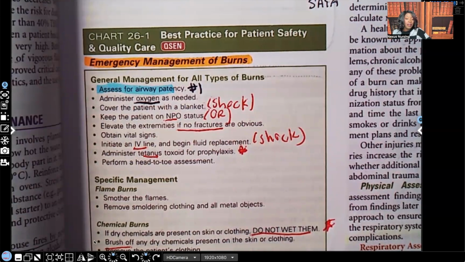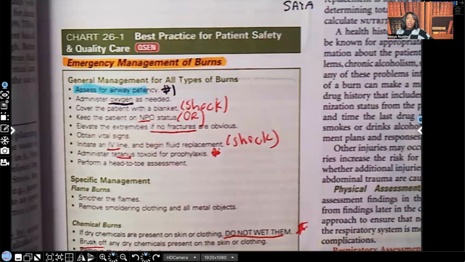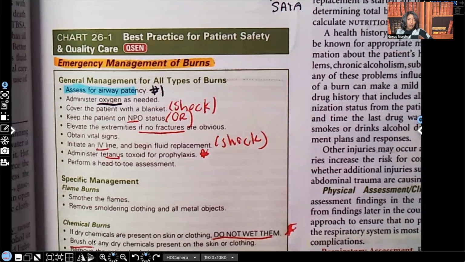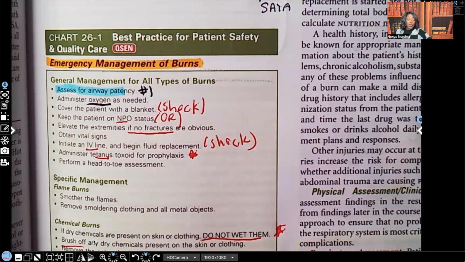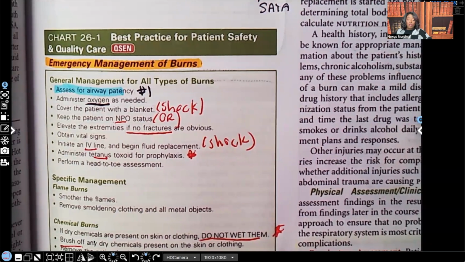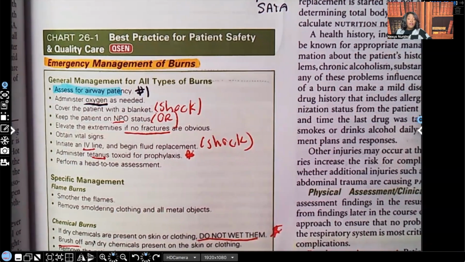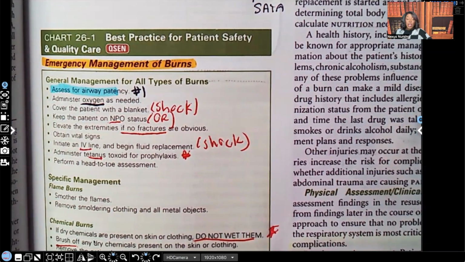We're going to elevate the extremities. Remember, shock, guys. We want to bring blood flow back to the heart. We're going to elevate extremities if no fractures are obvious. Obviously, guys, if we suspect the patient has a hip fracture or a limb fracture, we're not going to do that. But because of the shock, we're going to want to make sure we elevate those extremities. We want to make sure we keep them warm. And we definitely are going to be replacing fluids, giving them fluid replacement.